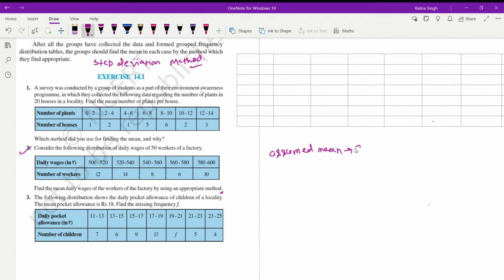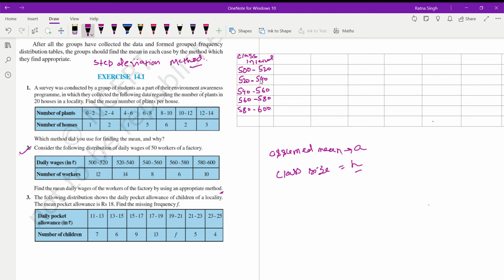assumed mean, which I denote by A, and class size, which I denote by H. Now, for this data, we'll write here the class interval first, and the class interval is given: 500 to 520, again 520 to 540, 540 to 560, 560 to 580, and 580 to 600. This is the class interval.